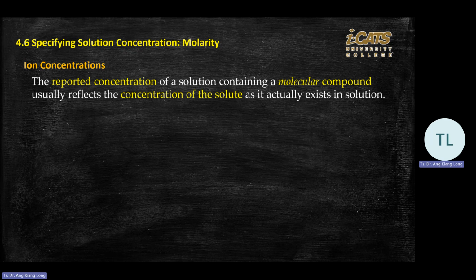Just for info, for chapter 4, most of the solute that we use will be ionic compound. So what we learned in chapter 1 or chapter 2, we already learned what is ionic compound from the periodic table, what combined with what will form ionic compound, and then what is covalent compound, and so on. So most of the compounds that form inside chapter 4 will be ionic compound.